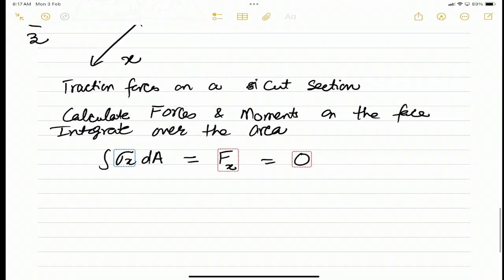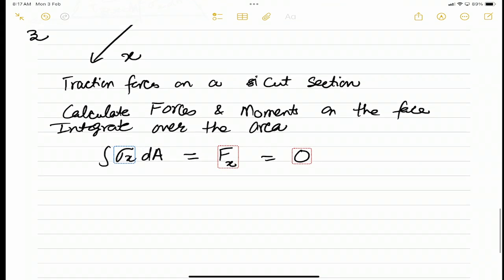Similarly, this also tells you if there is a tensile force also acting, then integral sigma x dA will be equal to fx, whatever the tensile force is. So later on when we do a combined case of extension force, a tensile force and bending, then integral sigma x dA will become equal to fx. Right now it is 0.